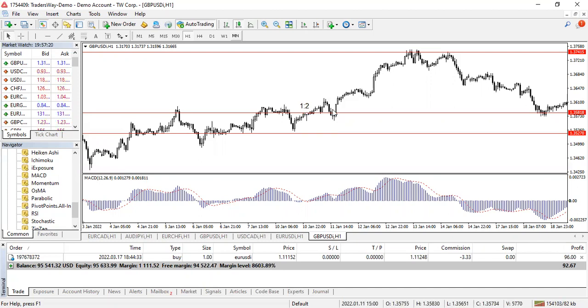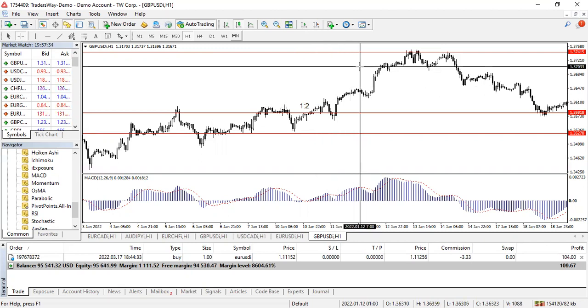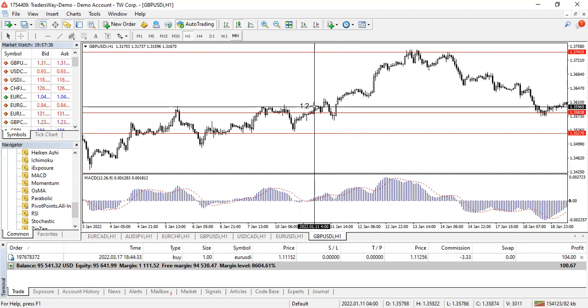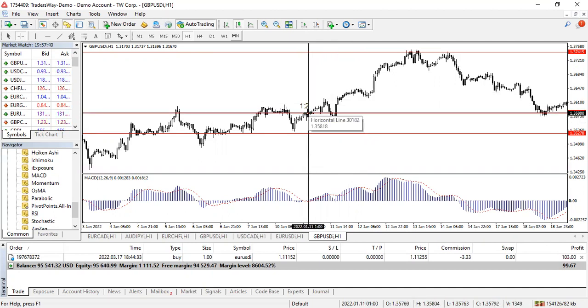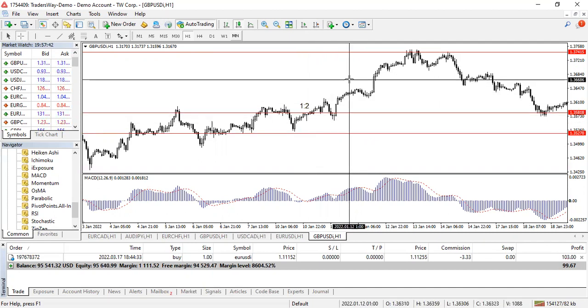I will have 1 to 2, which means I want to sacrifice, let's assume, $100. I want to risk $100 in this trade to earn $200. This is called 1 to 2 risk reward ratio. I'm about to risk $100 to earn $200.